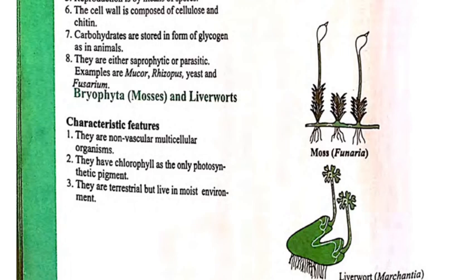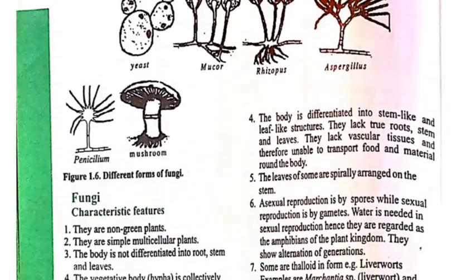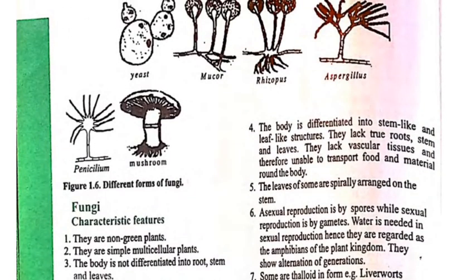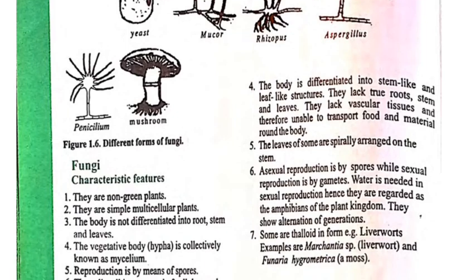They are terrestrial but live in moist environments. That is, they stay on land but mostly in moist environments. The body is differentiated into stem-like and leaf-like structures. They lack true roots, stems and leaves. They lack vascular tissues and are therefore unable to transport food and materials around the body. The leaves of some are spirally arranged on the stem. Asexual reproduction is by spores, while sexual reproduction is by gametes. There's something you're going to get here. Water is needed in sexual reproduction, hence they are regarded as the amphibians of the plant kingdom.